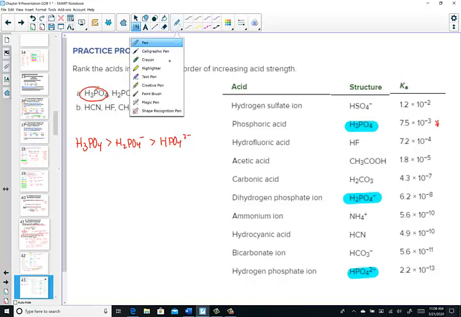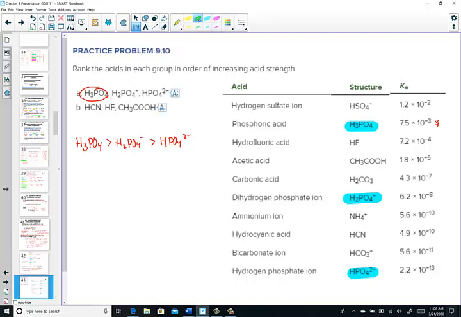Let's try letter B. Let's find HCN. Here it is. Compare it to HF. Here it is. Compared to acetic acid, which is found here. Who's the strongest acid? The one with the largest Ka. That would be HF, followed by acetic acid. Here that COOH, your carboxylic acid functional group. That's your proton right there for acid-base proton transfer. And of course, the weakest then would be HCN with the smallest Ka value.